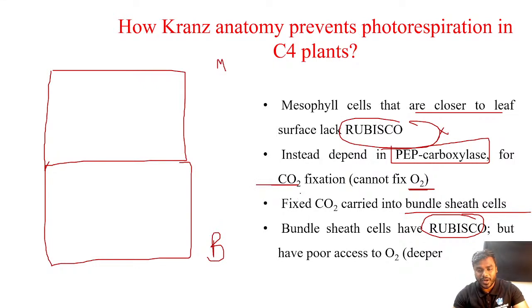The greatest point here is that oxygen never diffuses into the bundle sheath cell, because the bundle sheath cell is situated very deep in the deeper layers. Oxygen has poor access and cannot diffuse, hence there will be no process of oxygen fixation.